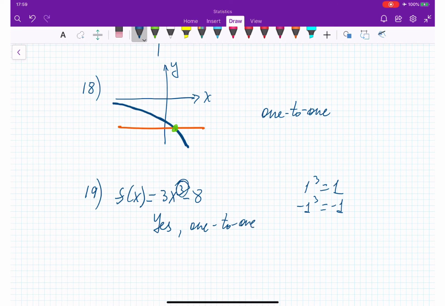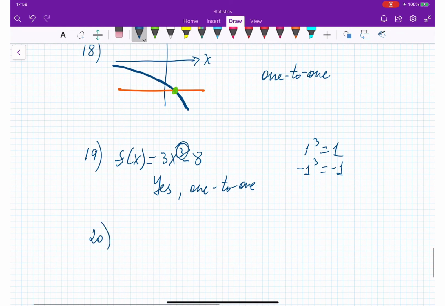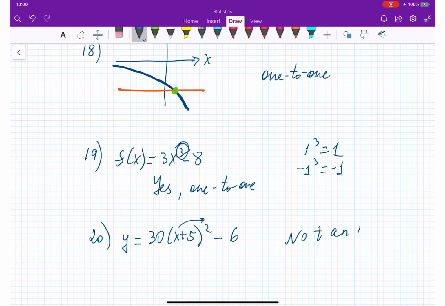And the last one, we have y is equal 30 x plus 5 squared minus 6. Okay, so here we have x to power 2, so x squared. Because we have x squared, 2 x's will have 1 y. Yes? Negative 2 squared is 4, positive 2 squared also 4. So at this point, this is not 1 to 1.